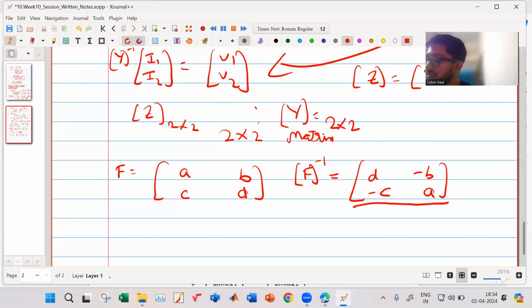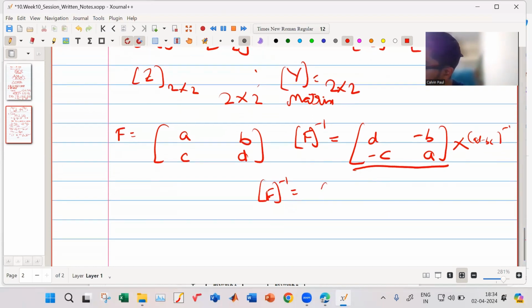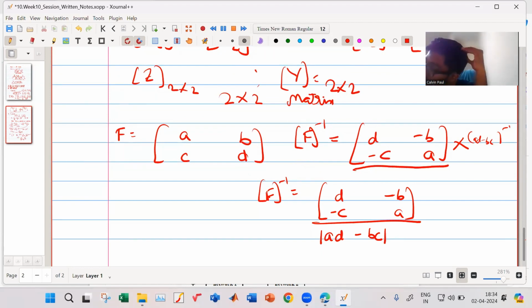Multiplied by the inverse of the determinant of the matrix, AD minus BC. So it is best written as D, minus B, minus C, A upon AD minus BC, the determinant of it. It is not mod; mod will not be there. So it is AD minus BC. If it's a negative value, it will be multiplying with a negative value, so it will be negative only.